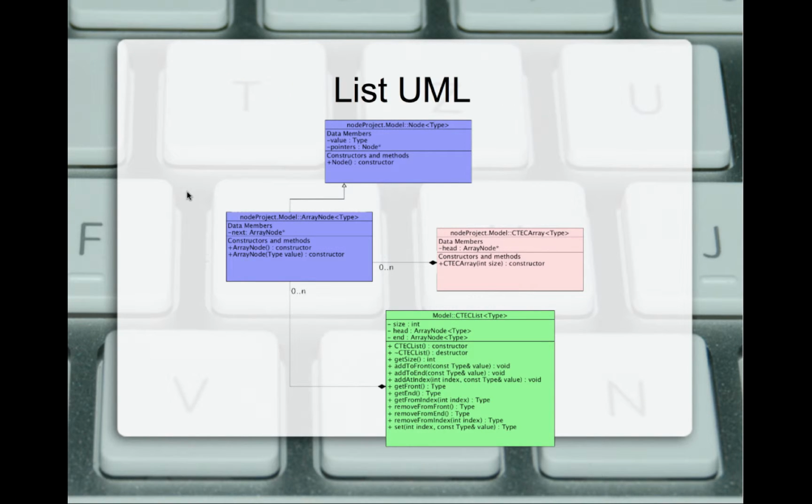Now we've been developing with our list node structure for the last few weeks, and if we take a look at that, we have our structure here, how we started off with the node object. Inheriting from node, we have our array node, which adds to that the idea of a next pointer, and we saw that implemented with our CTEC list and our CTEC array. And we're going to take a closer look today at the CTEC list.